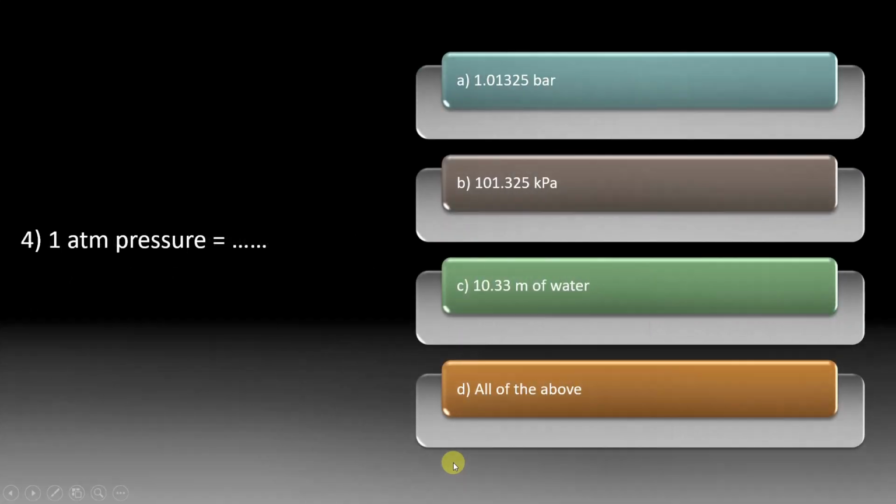Now 1 atmospheric pressure. So atmospheric pressure is expressed in various forms. So it is 1.01325 bar or 101.325 kilopascal, 10.33 meter of water, and D, all of the above. So all these options are correct because they are nothing but the atmospheric pressure which is expressed in various forms. So the answer is D, not C. So here the correct option is option D.